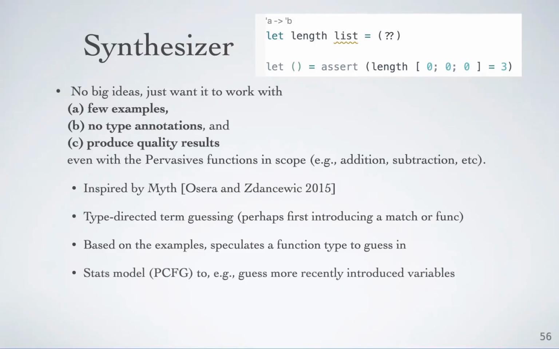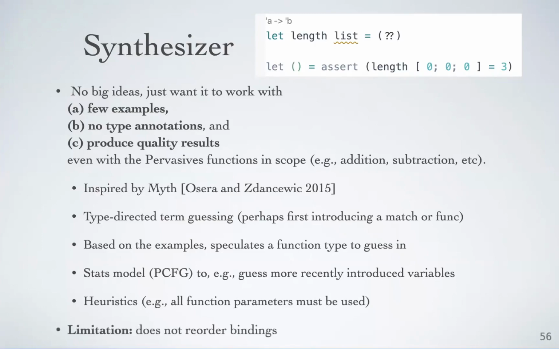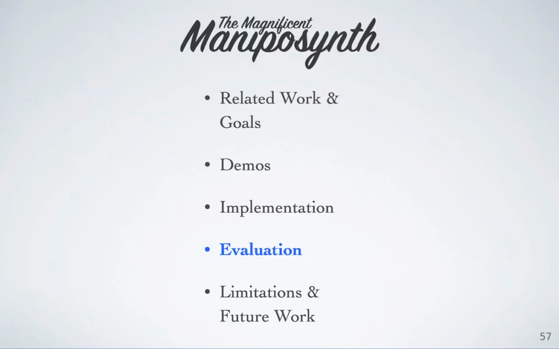To produce better quality programs and to hopefully make the guessing process faster, we have a simple statistics model, a probabilistic context-free grammar. So it will, for example, say that if you use a variable that was more recently introduced, that program is more likely. And then there are several other heuristics like, you have to use all the function variables that are introduced. Right now, the synthesizer doesn't reorder bindings, which is probably the biggest limitation that we have to fix.